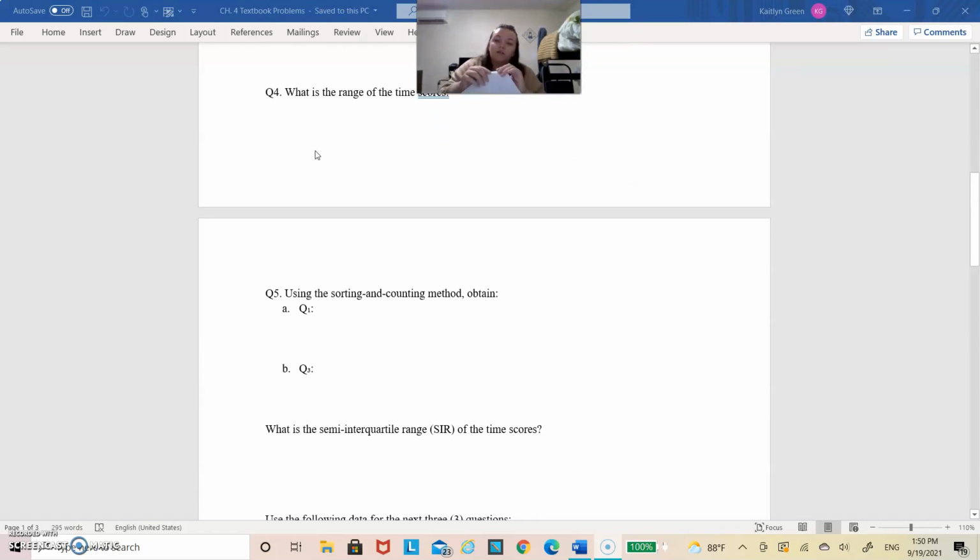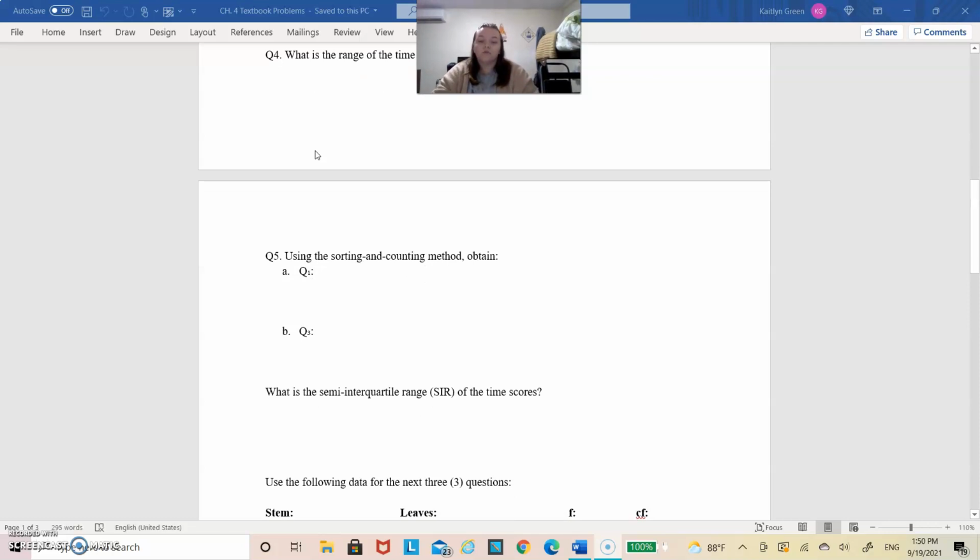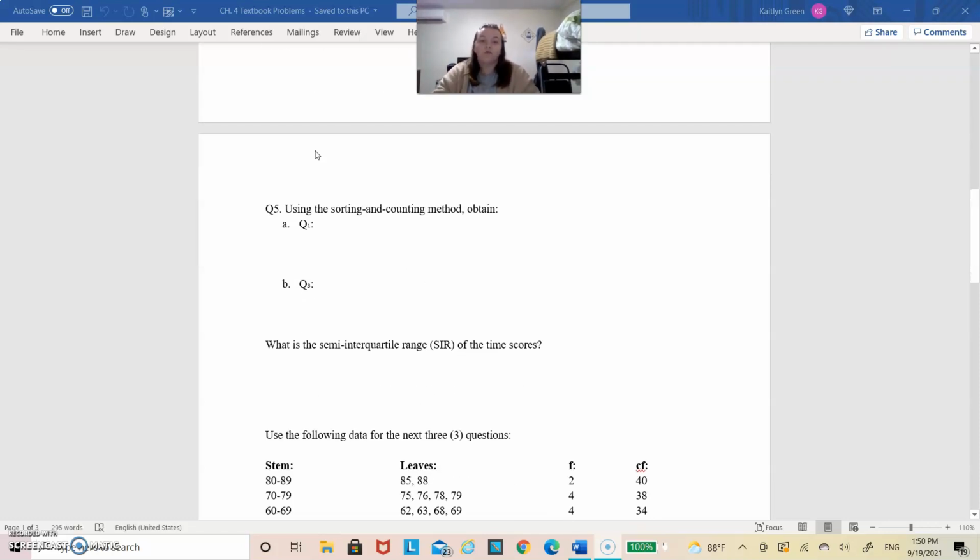And now we're moving on to question 5, and it says, using the sort and count method, obtain Q1 and Q3, and then find the semi-interquartile range of the time scores. And this question is a little bit more of a step-by-step thing. So for A and B, I use the steps: number 1, address; 2, find the value; and then 3, find the SIR or the semi-interquartile range.